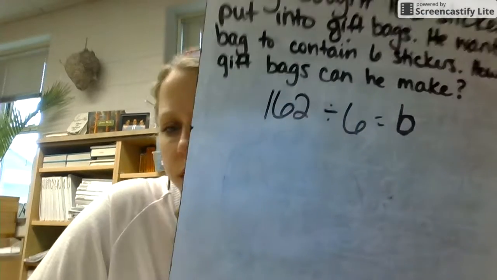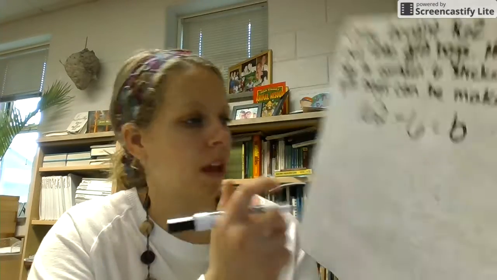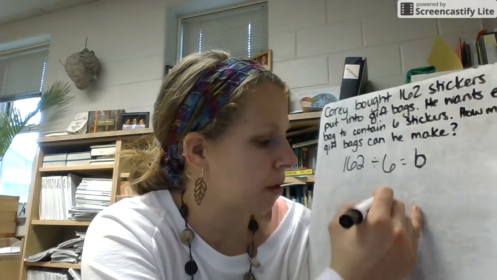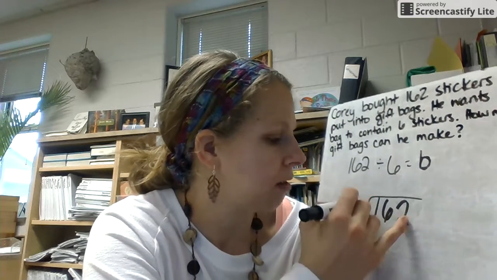And I'm going to go ahead and do this math problem, and I want you to make sure that you are doing it on your whiteboard here. So 162 divided by 6.